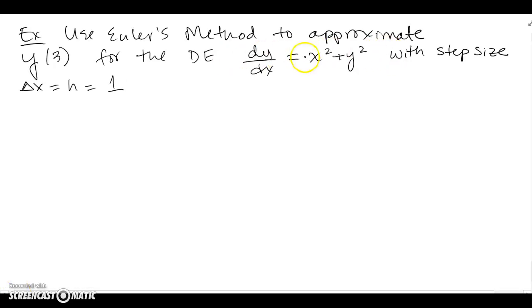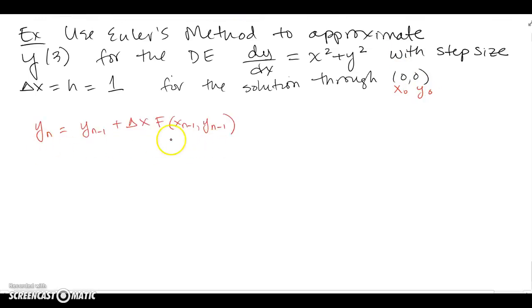Okay, use Euler's method to approximate y of 3 for the differential equation given with step size 1. So a pretty big step size. We want to know, and also let's have an initial condition. So we'll say for the solution going through 0, 0. So this will be our x naught, y naught. That's where we start from.